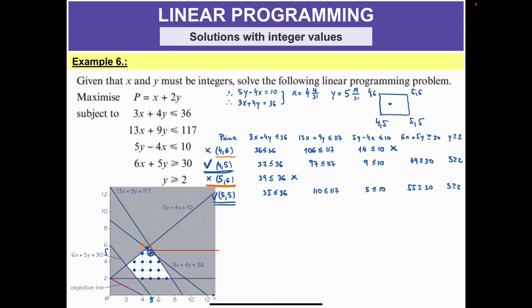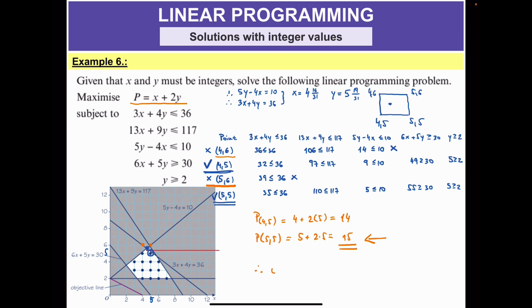That is why I didn't have to check it for every single constraint. Now I have my two candidates, and that's point (4, 5) and (5, 5). For (4, 5), I'm going to check the objective function: p(4, 5) is 4 plus 2 times 5, which gives me 14. And the second one, p(5, 5), gives me 5 plus 2 times 5, which is 15. Obviously, because I'm maximizing, 15 is bigger than 14.